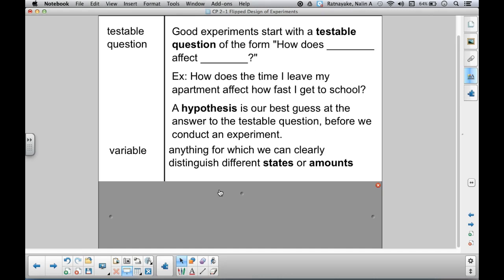I could measure my mass, I could measure my weight, my height, I could measure the dimensions of a box, I could measure the volume of a container in milliliters or gallons or what have you. If it's something that I can measure in an amount or show different states for, like on, off, something like that, it can be a variable.